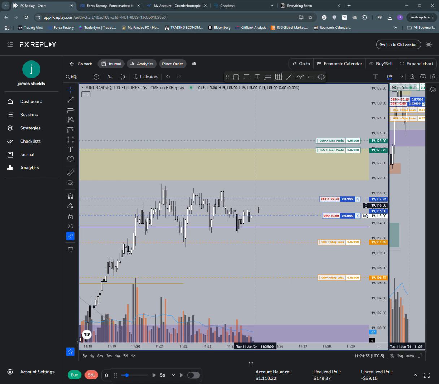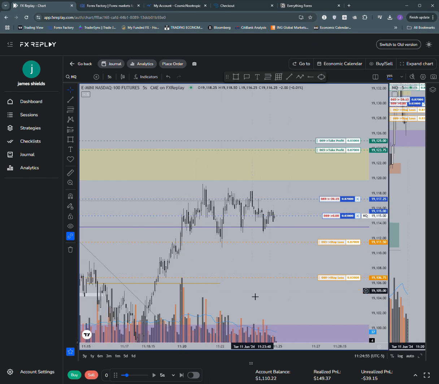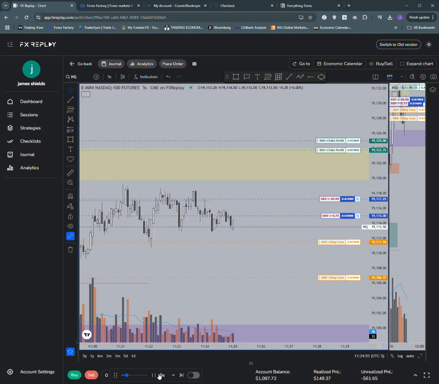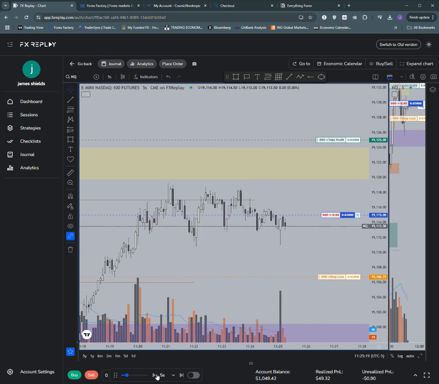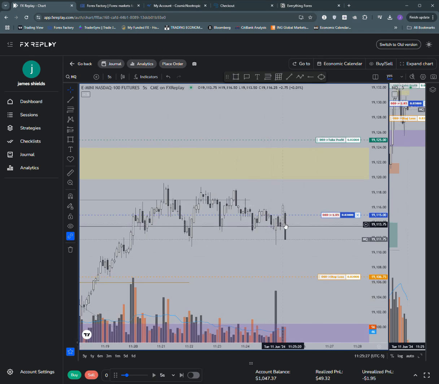I don't like these equal lows. We're consolidating. What time is it? 11:24. We get ran out with speed. We still got these equal lows. This is not a good sign. I do not like that.